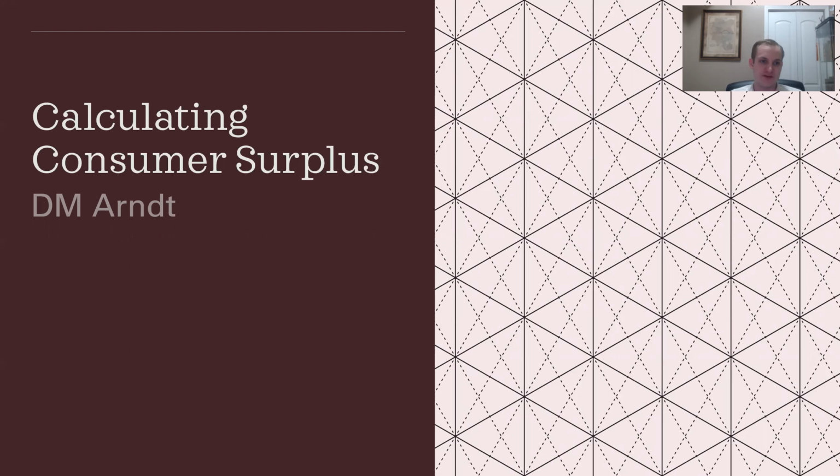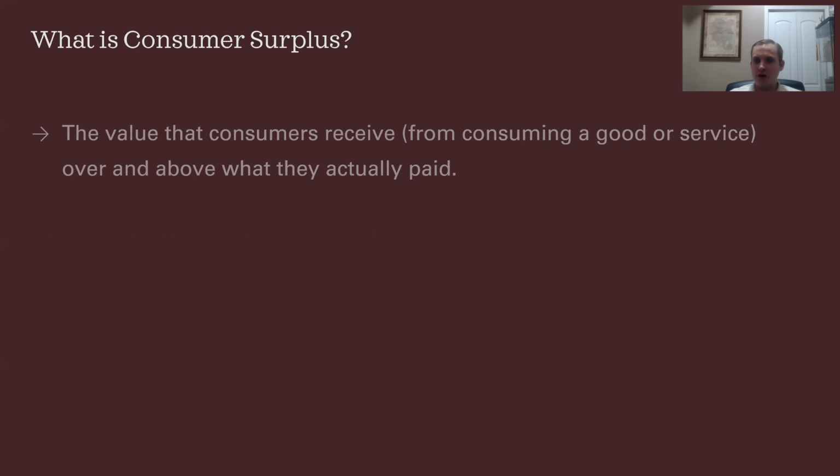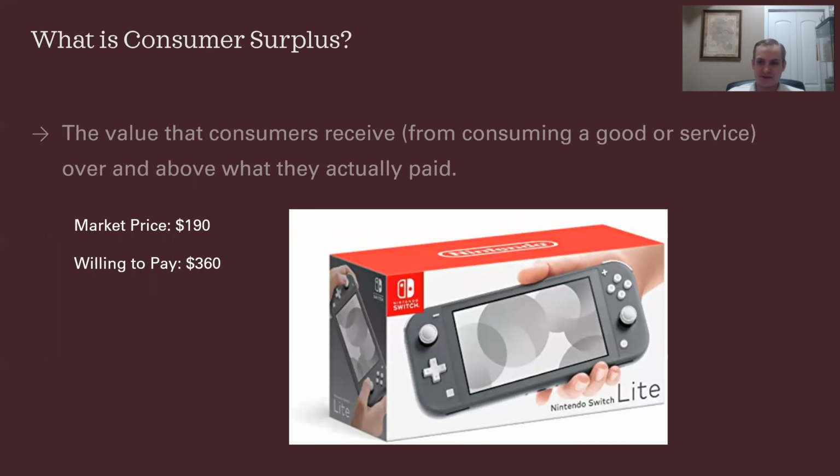In today's video, we're going to be covering consumer surplus and how to calculate it by using the supply and demand model. So first of all, what is consumer surplus? Well, consumer surplus is really just the value that consumers receive on top of what they actually pay for a good or a service. So to think about this in real world terms, let's say we have a Nintendo Switch, and the market price or the equilibrium price is $190. But the most an individual might be willing to pay is $360.